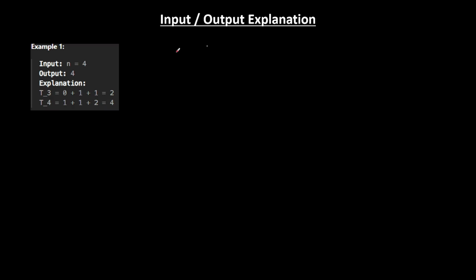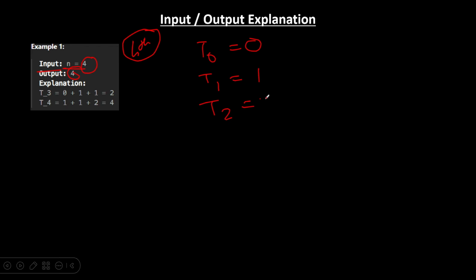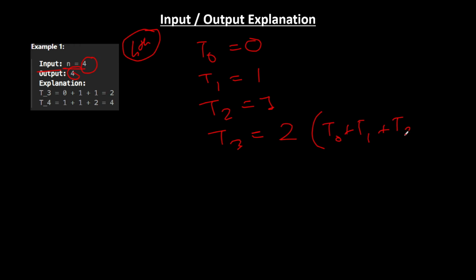Now let's understand the input output explanation. If n equals 4, our output is 4. How? Here n equals 4, so we have to find the fourth Tribonacci number. T0 will be 0, T1 will be 1, T2 will be 1. T3 will be 2, how? T0 plus T1 plus T2.